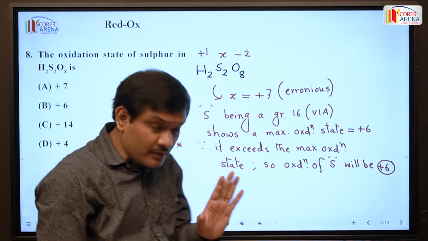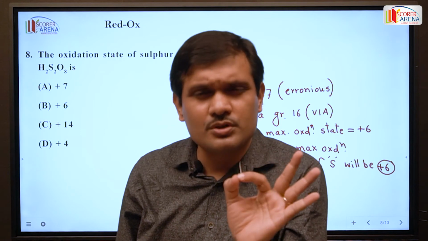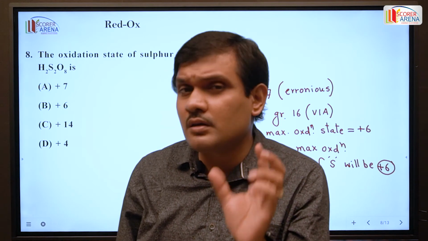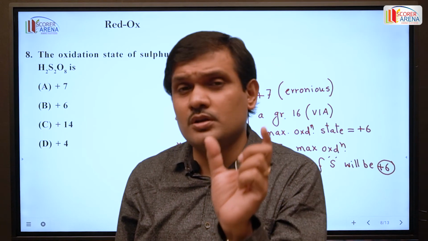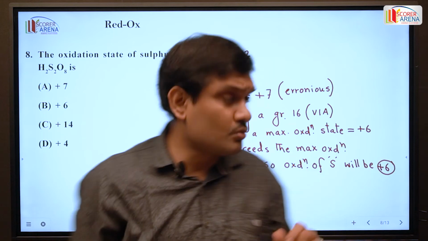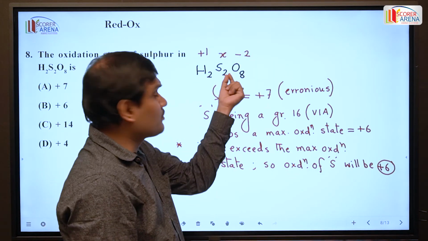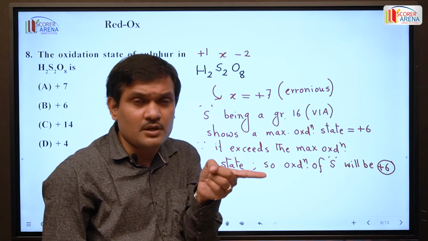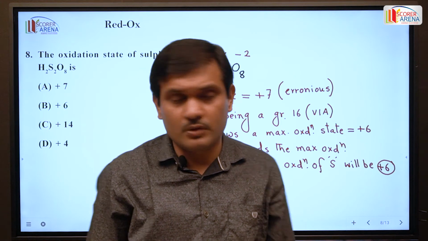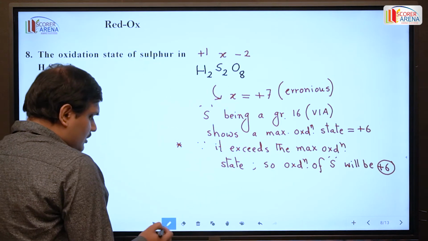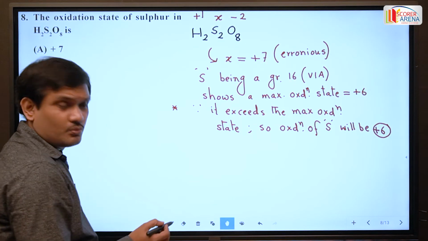So definitely when it crosses the maximum limit, always some oxygen present in it will remain in peroxy form. In peroxides, the oxygen is in -1 oxidation state. So when you get such a result, always strike in your mind that some of the oxygen here is not present in the form of oxide, but in the form of peroxide. To explain this, definitely I have to draw the structure of H2S2O8.